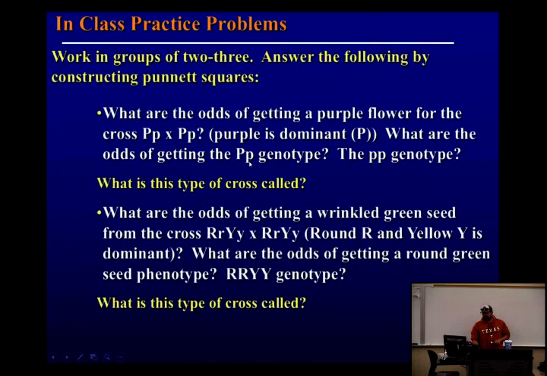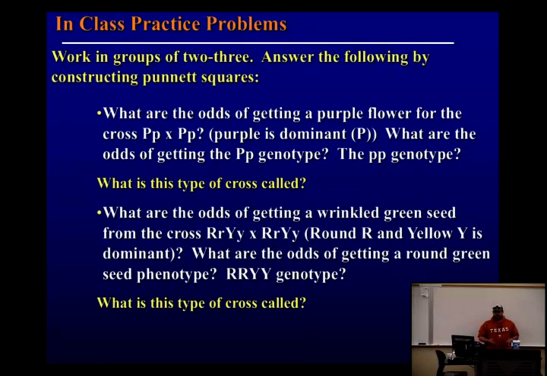What are the odds of getting the big P, little p genotype? 50. So remember the genotypic ratios are 1 to 2 to 1. So the 1 is homozygous dominant, 2 is heterozygous, 1 is homozygous recessive. So what's the answer? 50%, right? 2 out of 4. What about the little p genotype? 1 out of 4, right? 1 to 2 to 1 ratio.